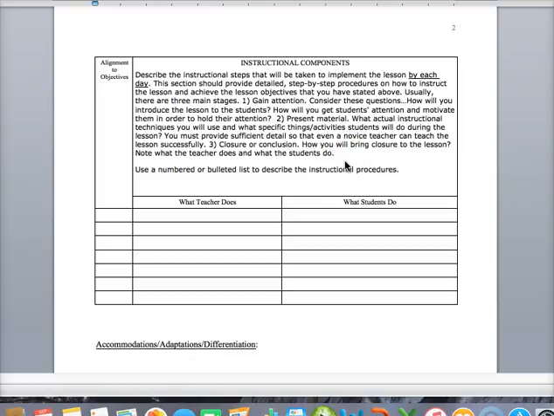And then how are you going to close your lesson? You don't want to just run out of time. You want to make sure the lesson is planned. Then how do you bring closure to that? What will students do to remember this?